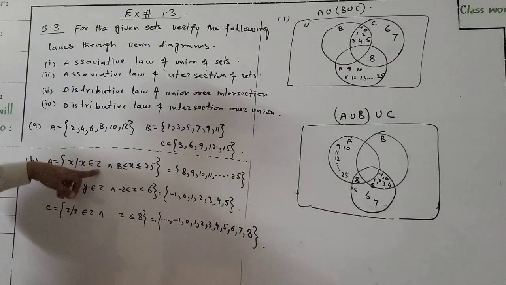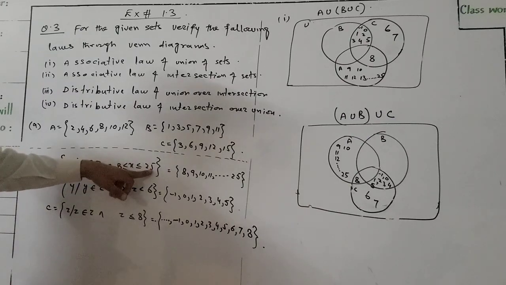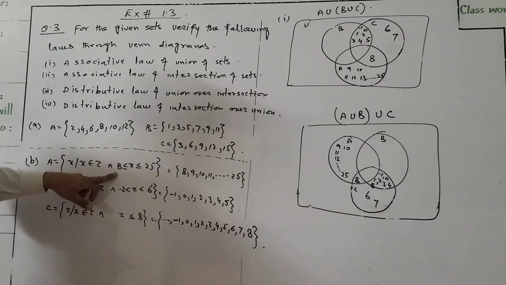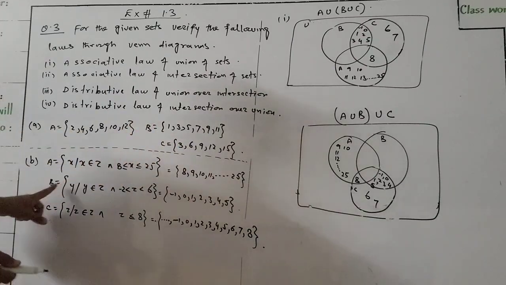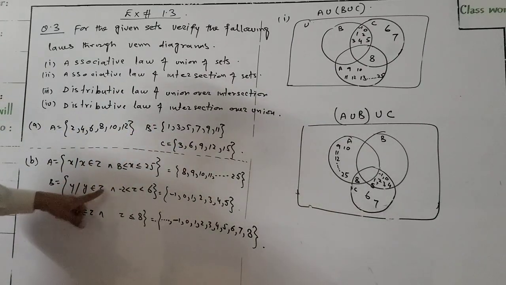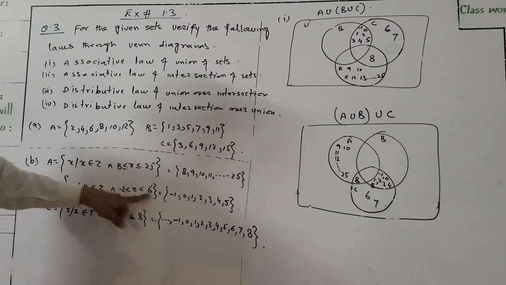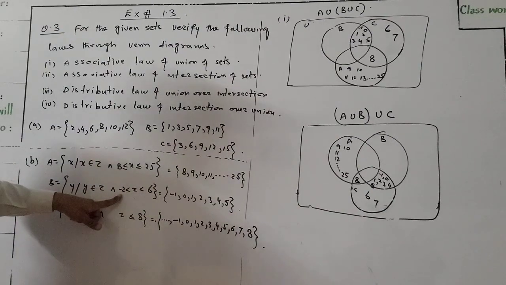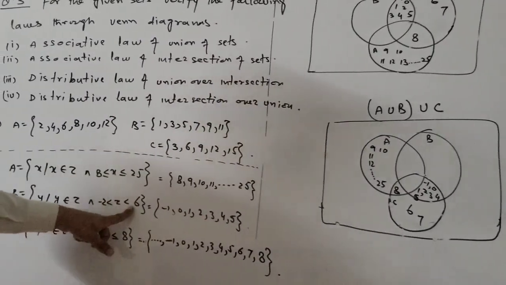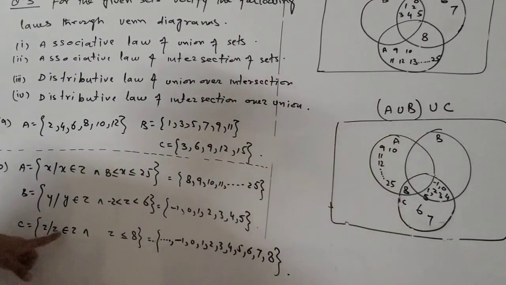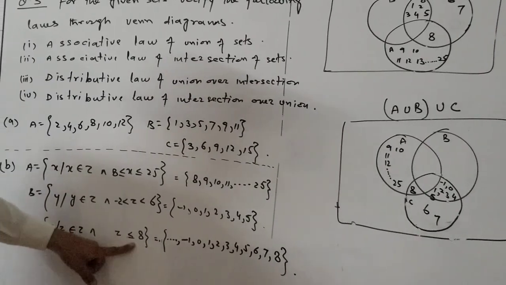Part B. Set A: x such that x belongs to Z and x is less than or equal to 25 but greater than or equal to 8, which means 8, 9, 10, 11 up to 25. Set B: y such that y belongs to Z and y is less than 6 but greater than -2. Greater than -2 means -1, 0, 1, 2 up to 5. 6 is not included.